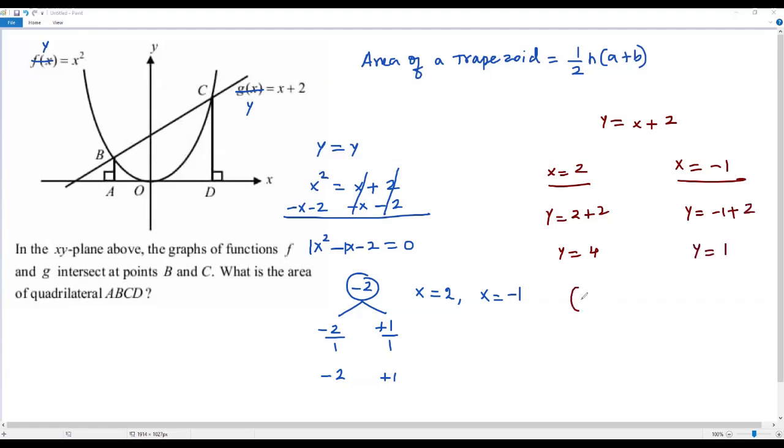So the first point is going to be (2, 4). That is, x coordinate is 2, y coordinate is 4. The second point has x coordinate negative 1 and y coordinate positive 1. Okay, now these are the two points of intersection of the two graphs.